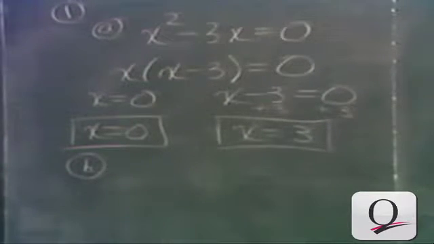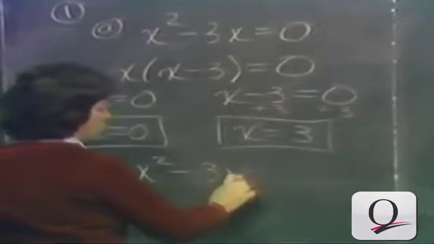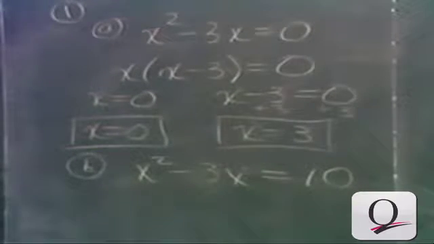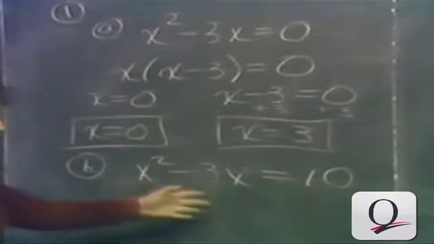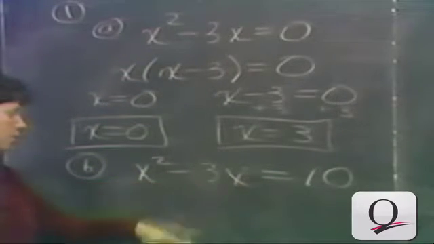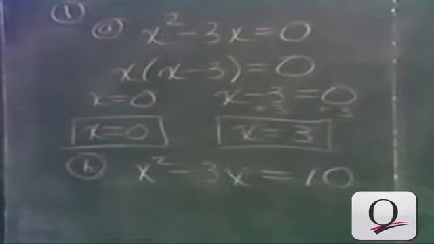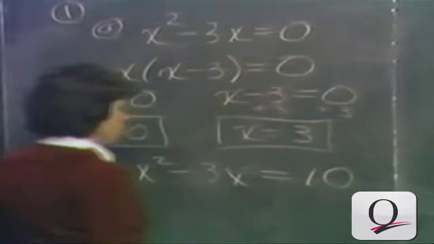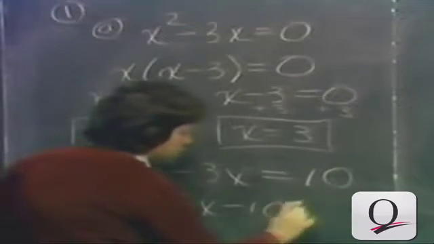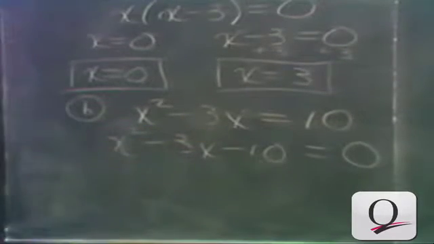Now, what if we had, instead of x squared minus 3x equals 0, x squared minus 3x equals 10? This could still be done by factoring, but we don't factor in this form. We don't say x times x minus 3 equals 10. There's nothing special about 10. It was 0 that had that special property. So what we have to do is first subtract 10 from both sides of the equation. Now we have 0 on the right-hand side.